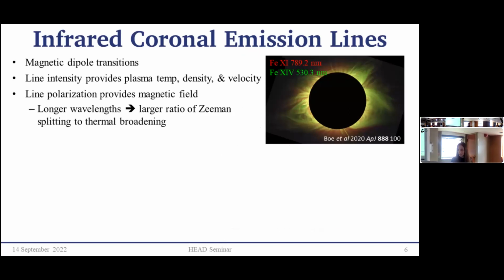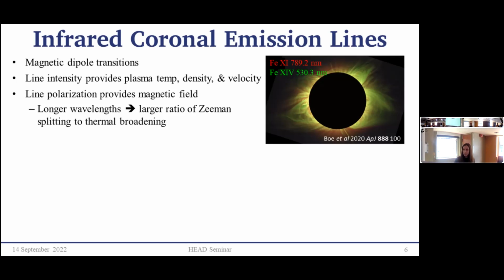The emission lines that we're using to do this are magnetic dipole transitions. They're all forbidden lines. Because the corona is so hot, it doesn't emit permitted lines in the IR or the visible. We measure these lines, and this is a remote sensing measurement of plasma properties and magnetic fields. The intensity provides plasma temperature, density, and velocity, and the polarization provides the magnetic field.